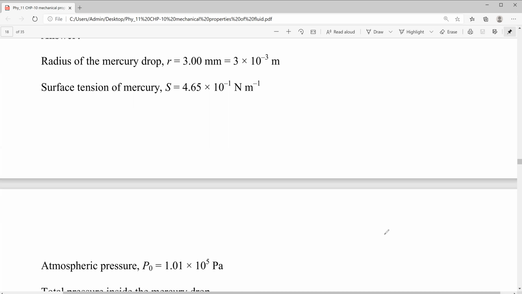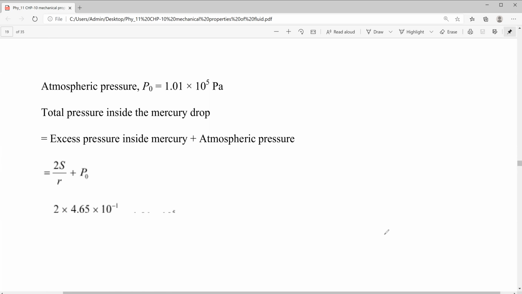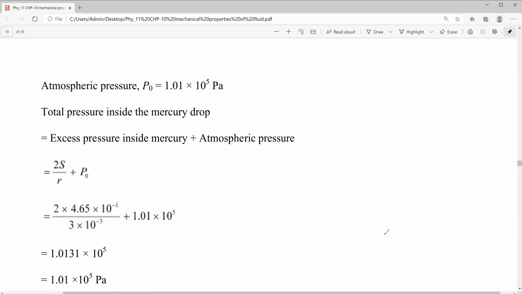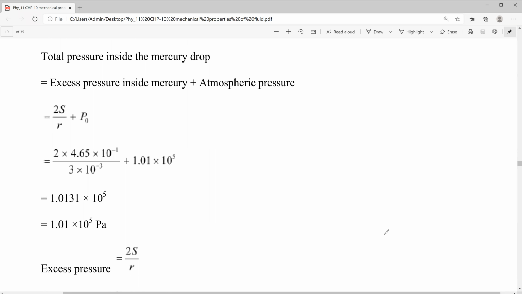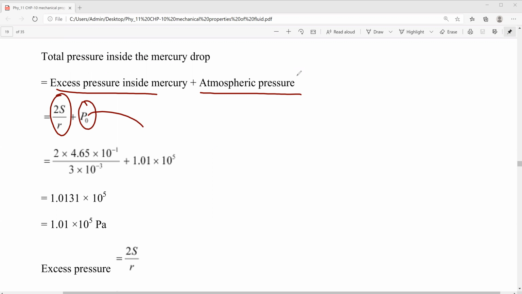Let us consider atmospheric pressure to be P0. The total pressure inside the mercury drop is calculated by using the formula: excess pressure inside the mercury plus atmospheric pressure. The excess pressure inside the mercury is given by 2s divided by r. P naught is the atmospheric value, substituted as 1.01, 2 is constant, this is the value of s, and this is the value of r. The total pressure inside the mercury drop we got is 1.01 into 10 to the power of 5 Pascal.